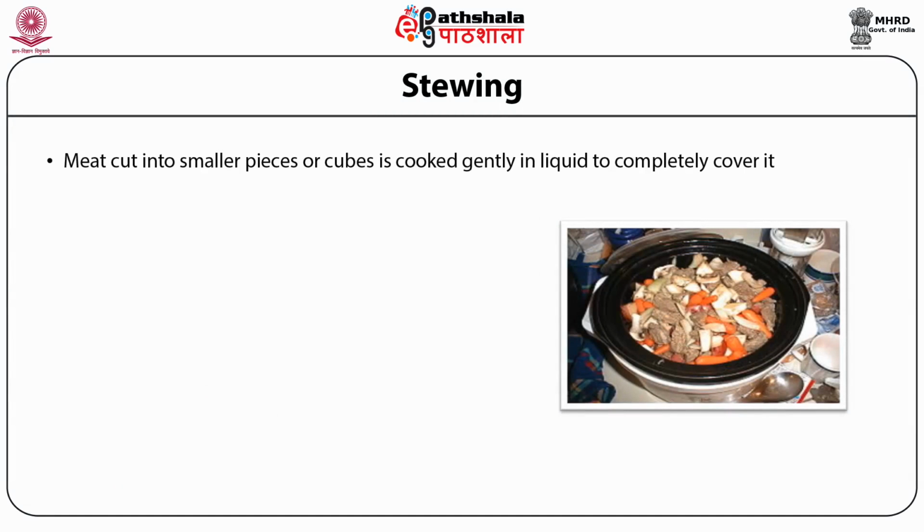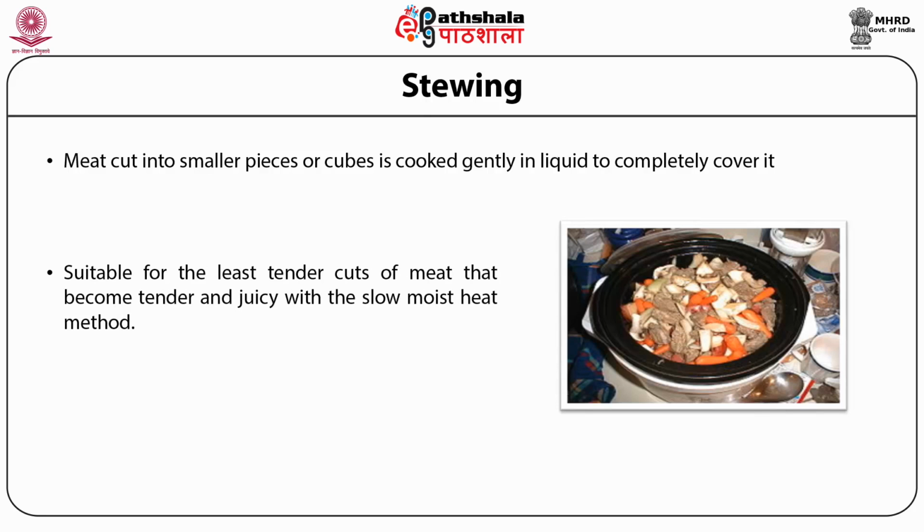Stewing. In stewing, meat cut into smaller pieces or cubes is cooked gently in liquid to completely cover it, and the vegetables are included. A stew can be simmered in a pot on the stove top or cooked in a covered casserole in the oven. Stewing is suitable for the least tender cuts of meat that become tender and juicy with the slow moist heat method. Cuts having a certain amount of marbling and gelatinous connective tissue give moist, juicy stews.